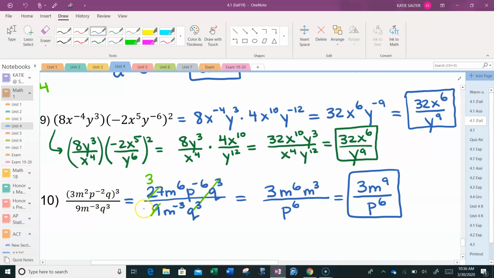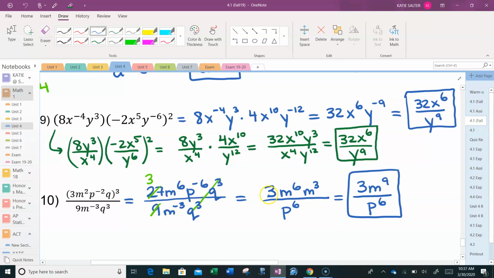All over, and then I just copied the denominator. I went ahead in this case and simplified a little bit first. So 9 goes into 27 3 times. I immediately noticed that q cubed divided by q cubed was just going to reduce. Even if you did subtract the exponents, 3 take away 3 is 0, and anything to the 0 power is 1. So then that left me with m to the 6, p to the negative 6, m to the negative 3.